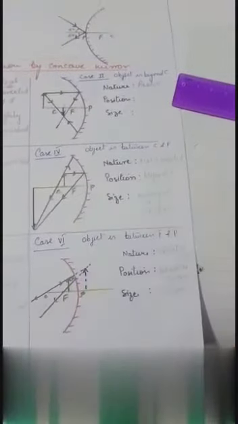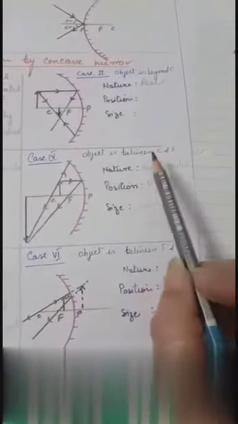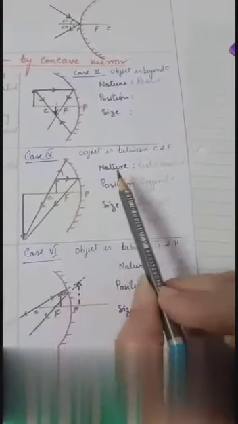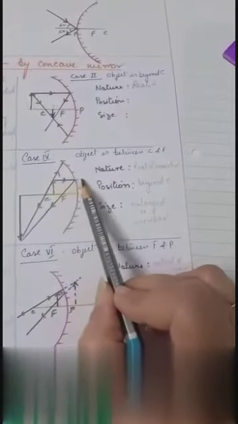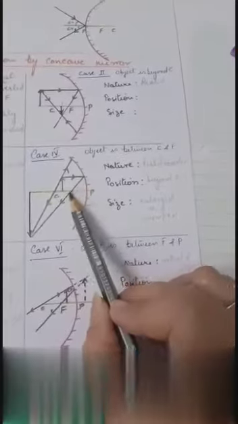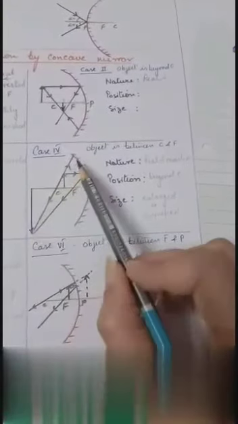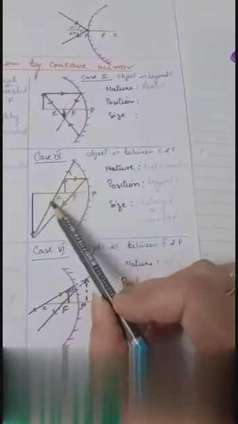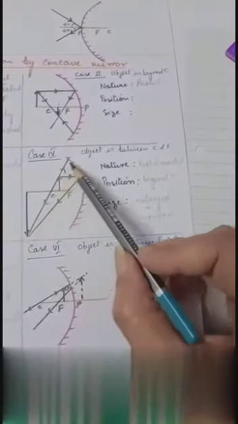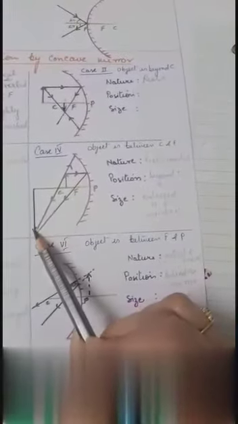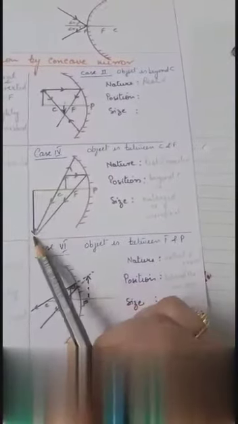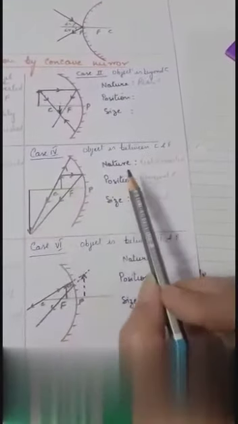Case 4. When object is between C and F, you are going to keep object like this. Then a ray which is parallel to principal axis will pass from focus, and a ray which is passing from center of curvature will reflect back along the same path. Wherever both the rays are meeting, that will be the position of the image.